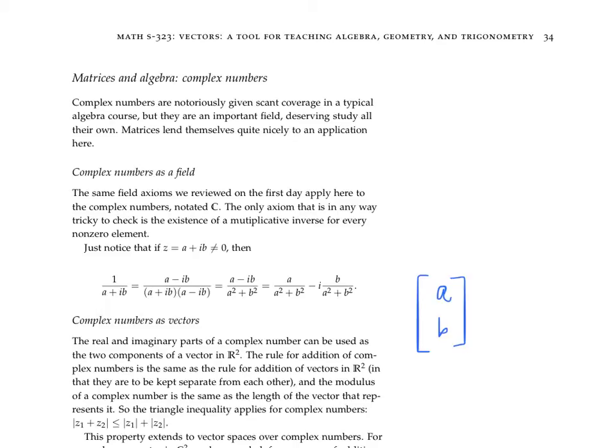Now, let's take a look at the modulus of a complex number. The modulus of a complex number is usually notated like this. It looks a lot like absolute value, but it's actually equal to the square root of the sum of the squares, the square root of a squared plus b squared.